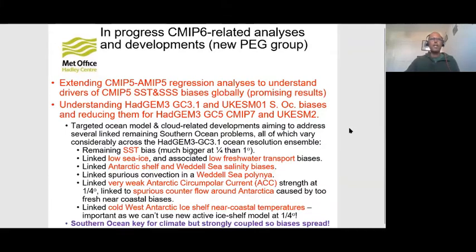So I guess the key lesson for this is that the Southern Ocean is a key region for climate, with a large fraction of the heat and carbon uptake, but it's extremely coupled, both across the ocean and atmosphere and within the different components of the ocean-ice system. So any biases spread. So thanks.